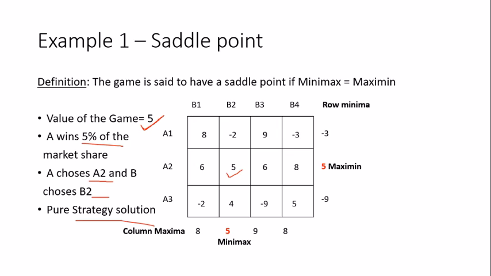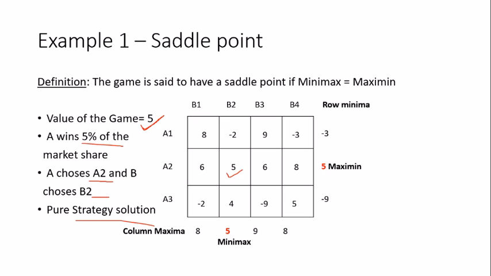Pure strategy solution means that out of the given strategies, very deterministically you can tell, okay, yes, definitely A is going to advertise on television and definitely B is also going to advertise on television. And by choosing these strategies, A is going to win 5% of the market share. So that's the answer and that's the interpretation.